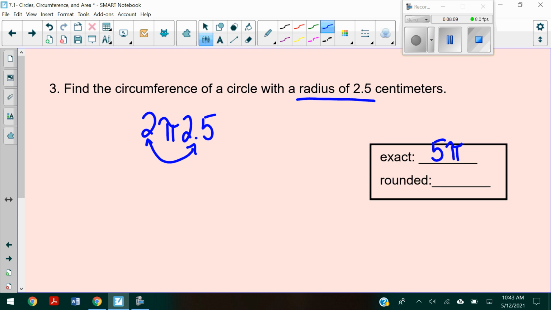Anytime that you have a decimal and then you do something with that, that's going to be a rounded. Okay, and I expect you to use the actual pi button to do these, not just 3.14. If you do 3.14, most of the time we're going to end up similar, but there will be times that we are different. Okay, so if we do this, we get 15.7.